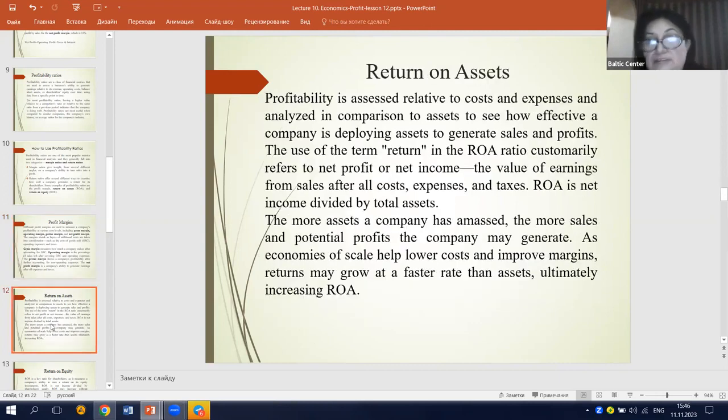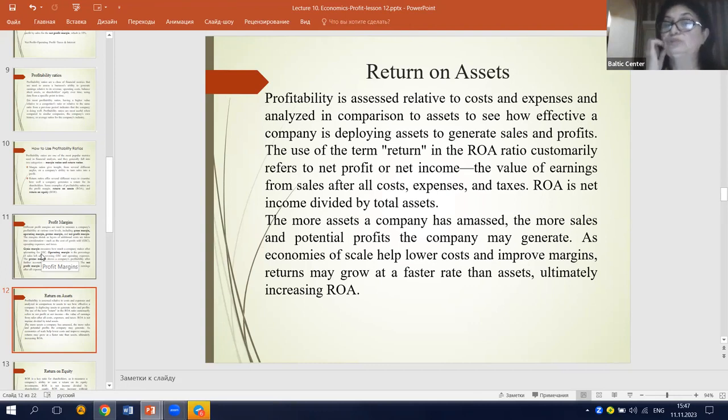Return on assets, то есть ROA, да? Profitability, so assessed as relative to costs, expenses, and analyzed in comparison to assets. And we see how effective the company is deploying assets, so, to generate sales and profits.